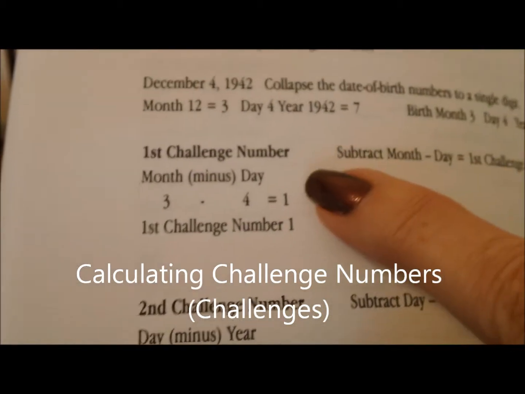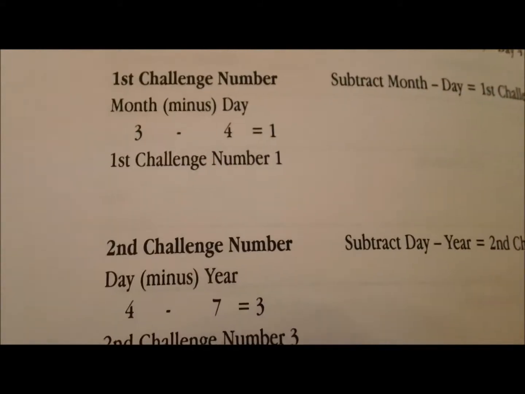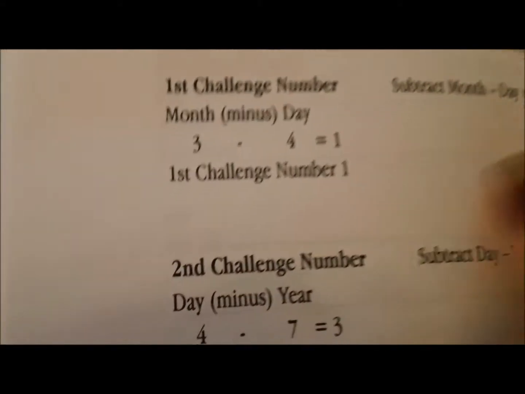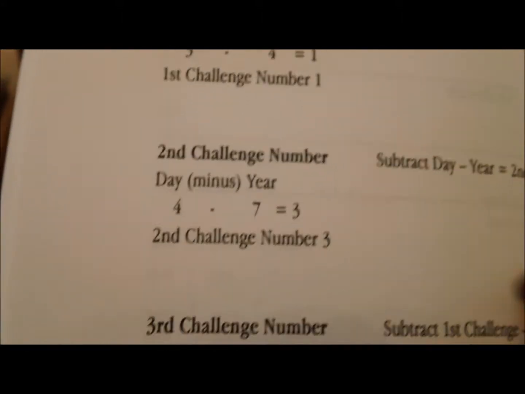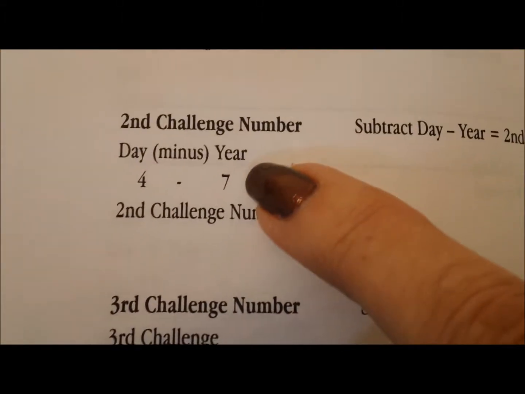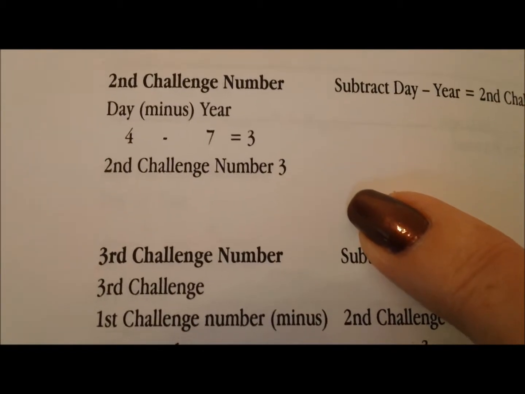So the first challenge number, I take my month and my day, and it's minus. Okay, and you say, well, you can't take 4 from 3. Well, in this way you can. It's a number 1. My second challenge number is 4 minus 7, the year, and that comes to a 3. That's my second challenge number, a number 3.